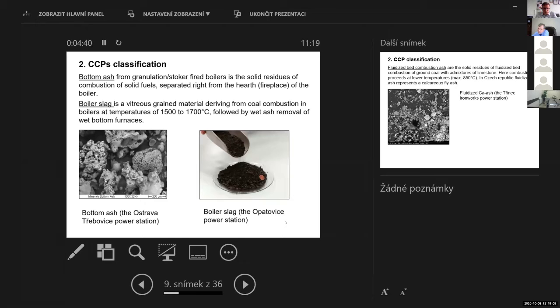Which is the solid residue of combustion of solid fuels, separated right from the hearth, the fireplace of the boiler, is represented by irregular porous particles. Next one is the boiler slag, which is a vitreous grained material deriving from coal combustion in boilers at temperatures about 1050 to 1700 centigrades.